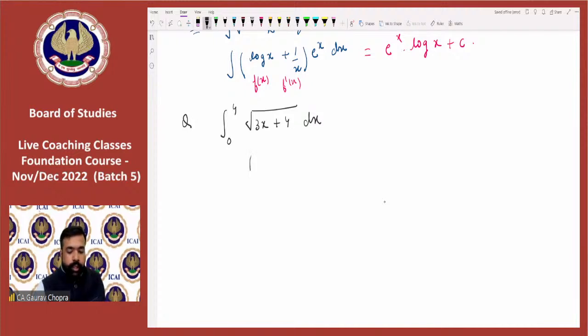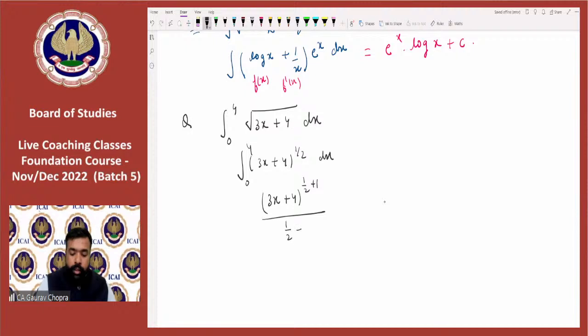We can treat the power of 3x plus 4 as half at present, and the limit is from 0 to 4. So if we integrate, the power will increase by 1. So 3x plus 4 to the power half plus 1, and the denominator half plus 1, and then also this 3x, this 3 will also be written in the denominator.